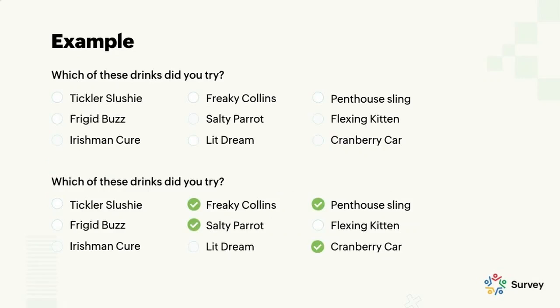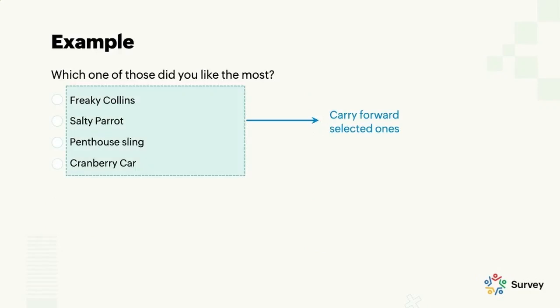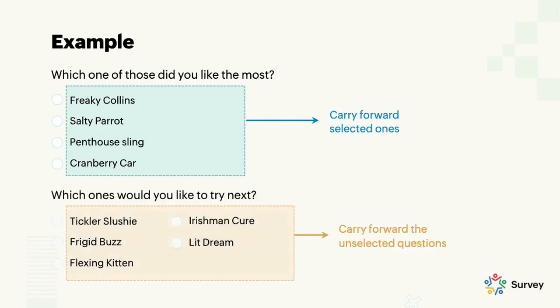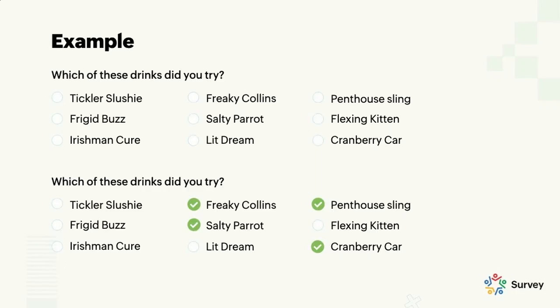Okay, so let's say there is a question, which of these drinks did you try? And the respondent chooses a few of them. And for the next question, I have which one of these did you like the most? So now I want to carry forward the options that were selected by the respondent previously. So I would want to show them the options that were selected here.